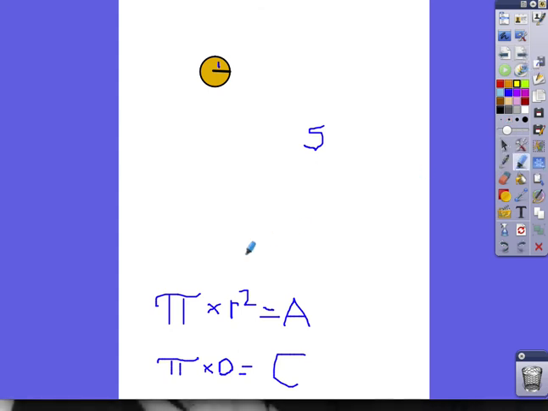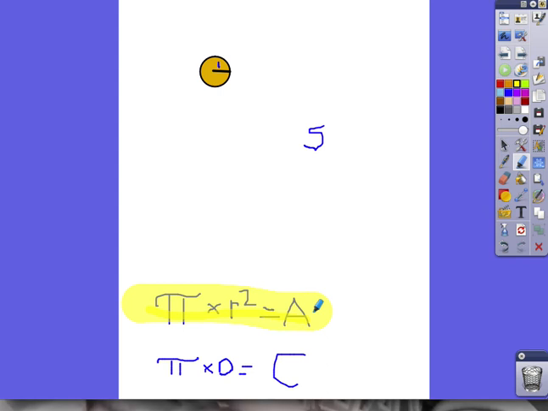If you follow the instructions and really think about this formula that we have to find area, which is pi times radius squared, if you follow that direction and make sure that you do radius squared, not radius times 2, you will be successful in today's lesson.